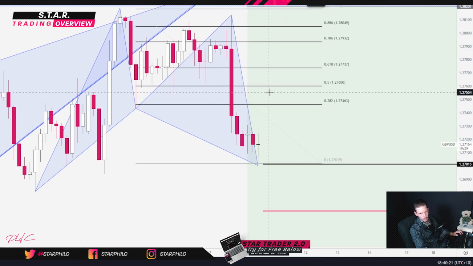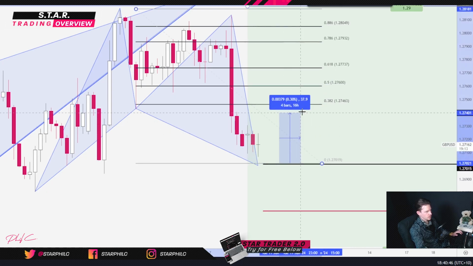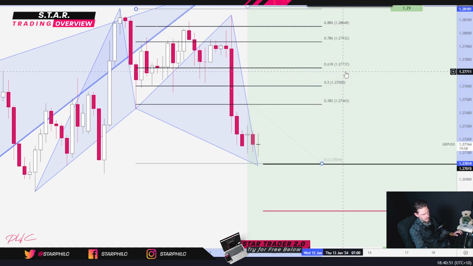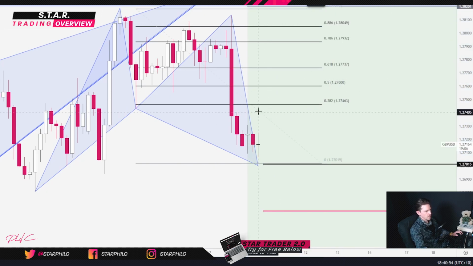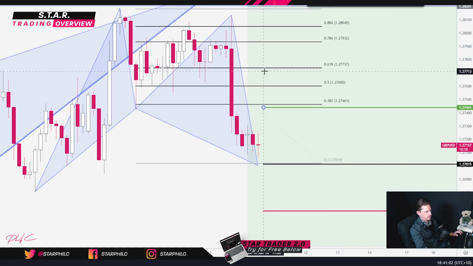What we're looking for when it comes to pattern trades is a move all the way up into our 382. So we always trade two contracts here, right? Target one is at the 382 and target two is at the 618 right there. So potential opportunity for a 40 pip move and, let's say, a 68 pip move right there. So again, at the 382, that would be your targets. We are going to change this to green right there.